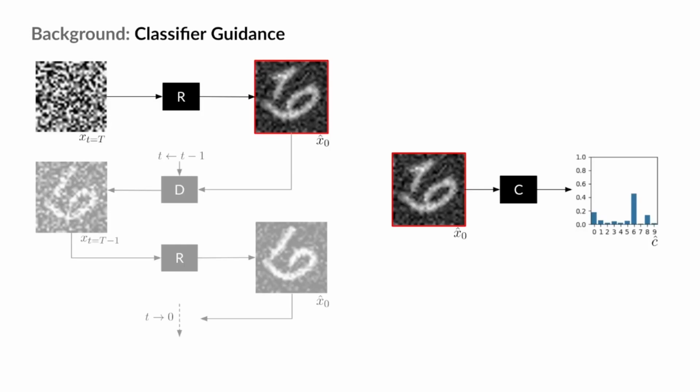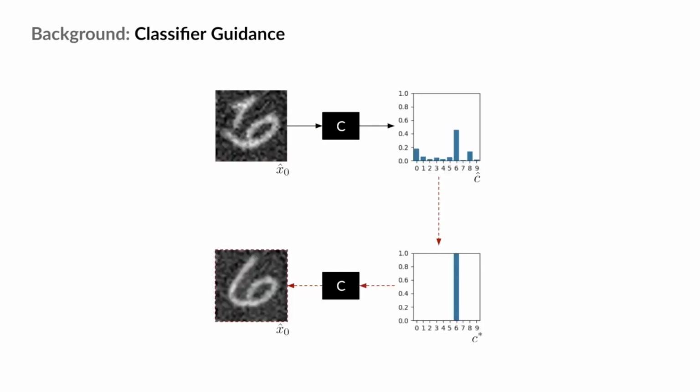Now, with classifier guidance, we train a classifier which takes as input any of these intermediary predicted images, let's say for example this one, and predicts its class labels. So for example, let's say this classifier assigns reasonably high probability to 6, some probability to 0, and so on. What we can then do is see which class label the classifier thinks is most likely for this intermediary predicted clean image, which in this case is a 6 right here.